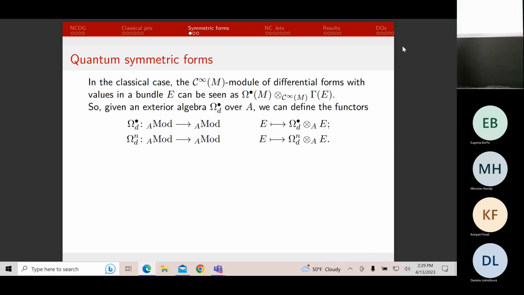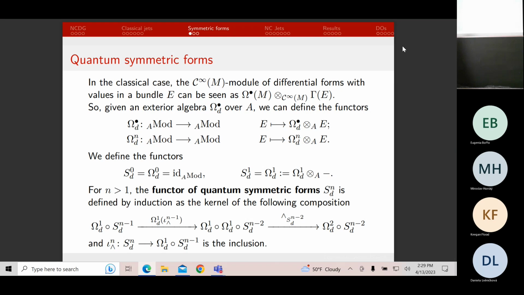Okay, once we have that, we can define the quantum symmetric forms, the functor of quantum symmetric forms. So we start, as in the classical case, by setting the first two degrees, 0 and 1, equal to the exterior algebra grades. This is because below level 2 there is no symmetry to take into account. So this is the correct generalization.